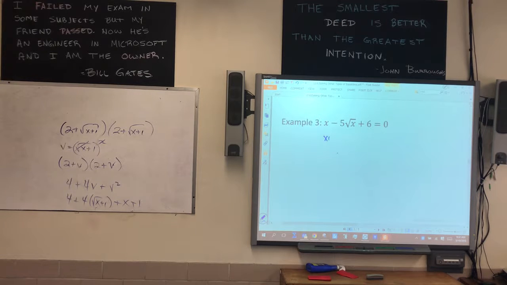So I go x plus 6 equals 5 root x. You guys agree with that? Now what do I have to do to both sides? Square both sides. So it gives me x squared plus 12x plus 36 equals 25x, right? Again, we got the square of 5 gives me 25, and the square of root x gives me just x. Is that now a quadratic equation? So we should be able to move the 25x over.